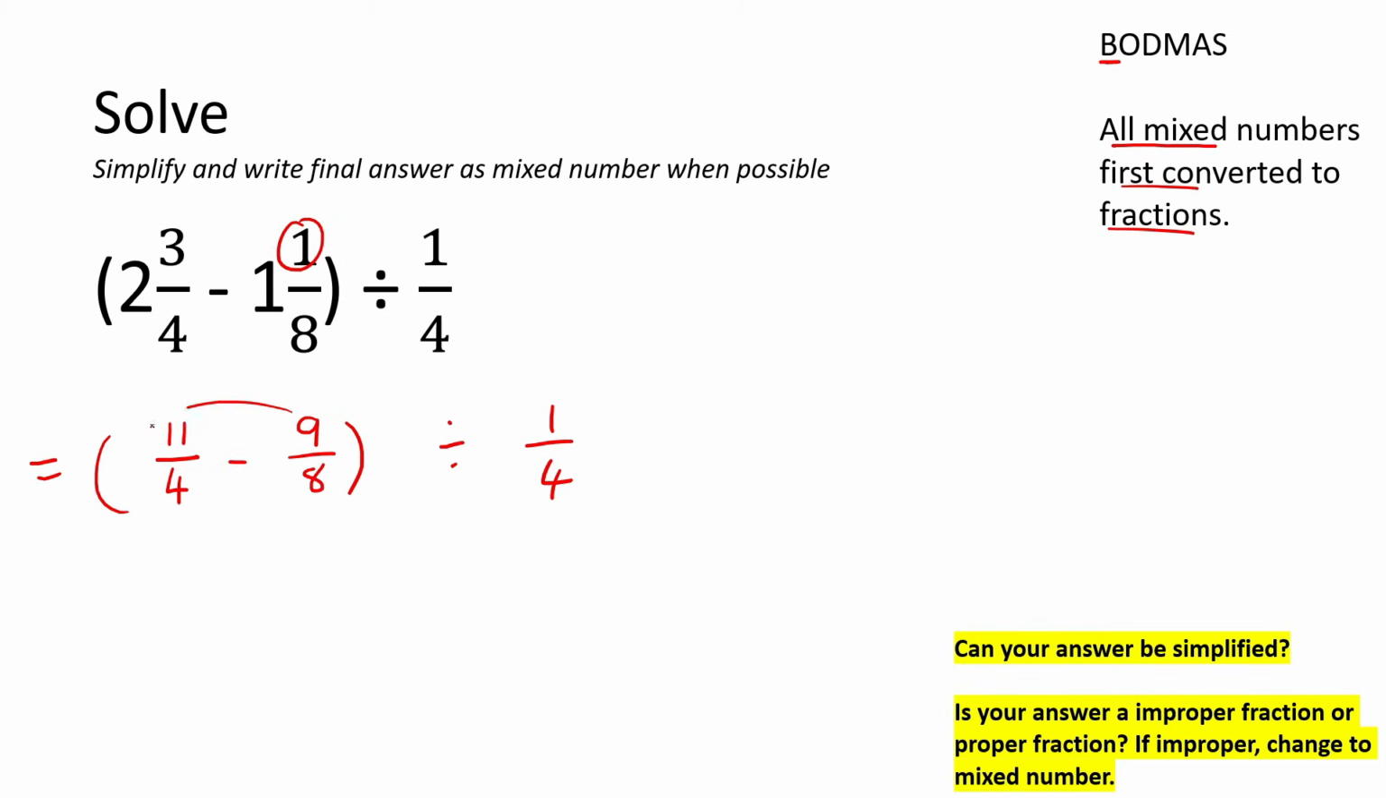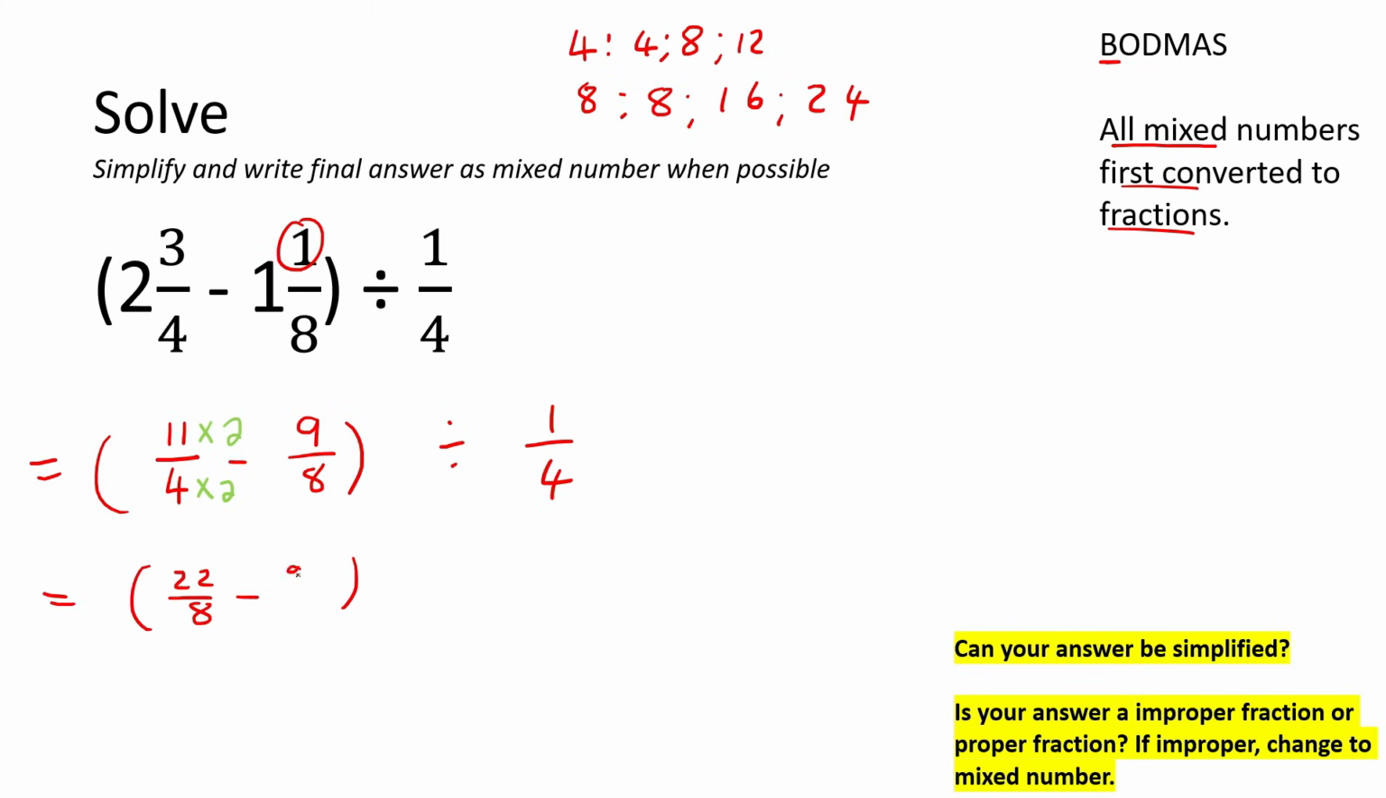Now, within this bracket, what are we doing? We're minusing fractions. We know that when you add or subtract fractions, denominators must be the same. So if you count in 4s, you could go 4, 8, 12. If you count in 8s, you could go 8, 16, 24. So there's the number 8, which will be common for both. So let's just use that. And so that means we'll just have to change this one to an 8 by multiplying by 2. And what you do at the top, you do at the bottom. And so now we end up with 22 over 8, take away 9 over 8.